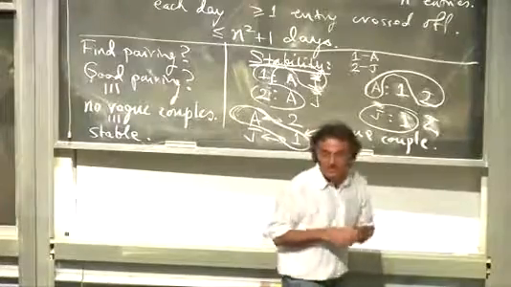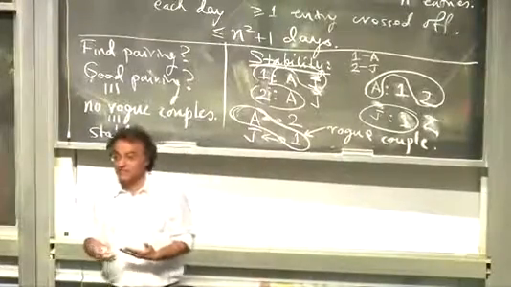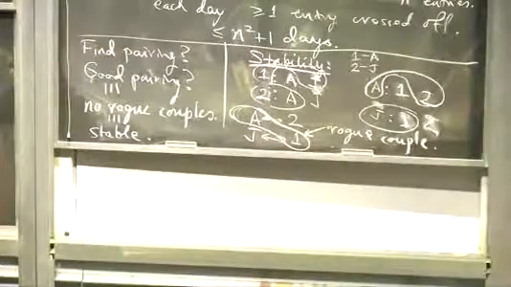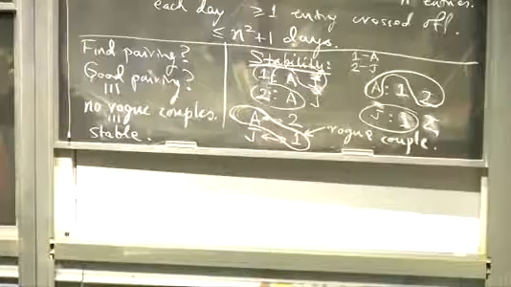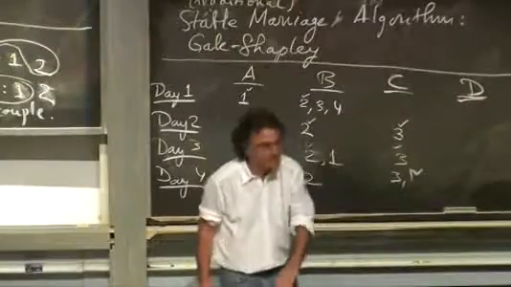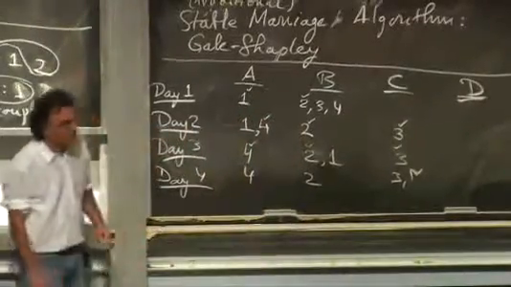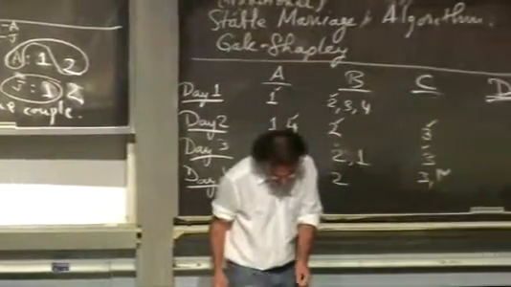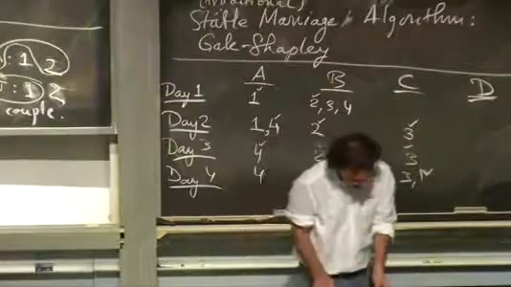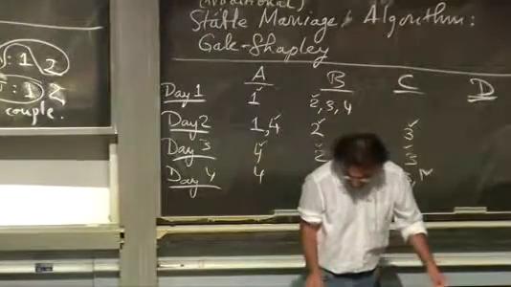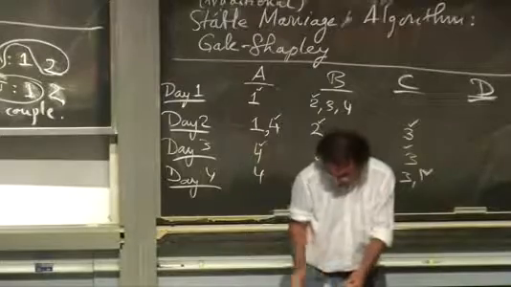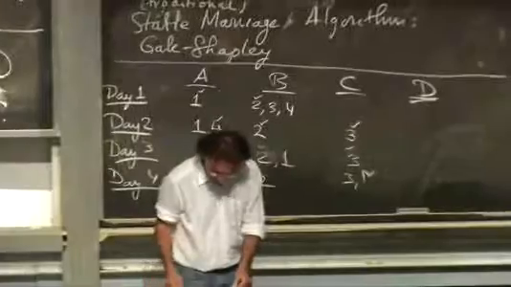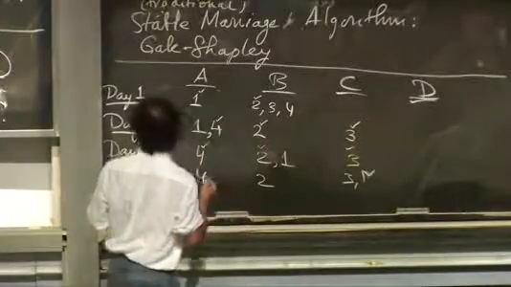Okay. So now let's prove something about this algorithm. Let's prove that it does create a stable pairing. There was this very good question about how do we know a stable pairing even exists.